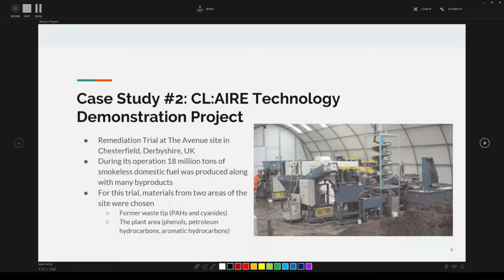For this specific trial, materials from 2 different areas of the site were chosen to undergo soil washing, and that was the former waste tip, which was contaminated with organic and inorganic contaminants like PAHs and cyanides, and the plant area, which was contaminated with organic materials such as phenols, petroleum hydrocarbons, and aromatic hydrocarbons.